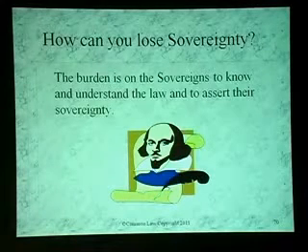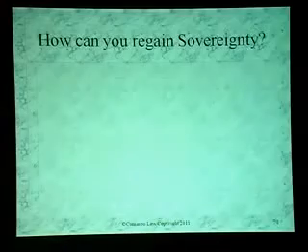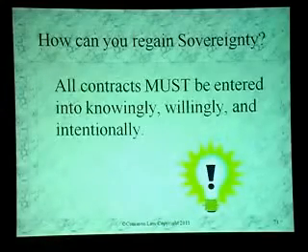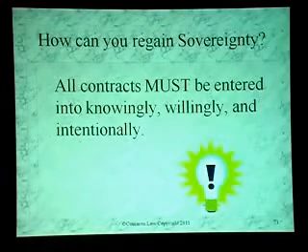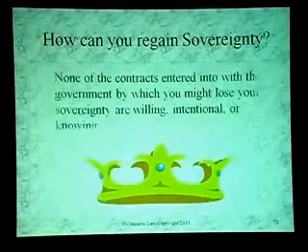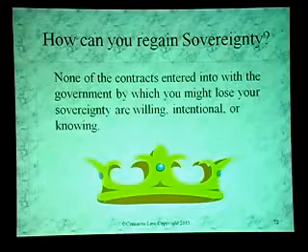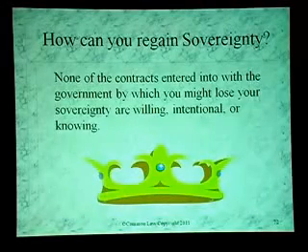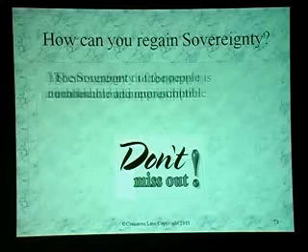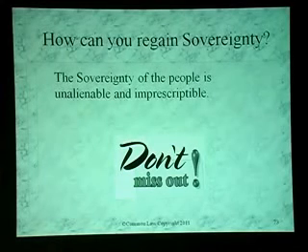The burden is on the sovereigns to know and understand the law and assert their sovereignty. Do you know who you are? All contracts must be entered into knowingly, willingly, and intentionally. None of the contracts entered into with the government by which you might lose your sovereignty are willing, intentional, or knowing. They can't be. Okay? Because if they were, the government's involved in treason. And they won't. I'm telling you, we actually do have a pretty good government.